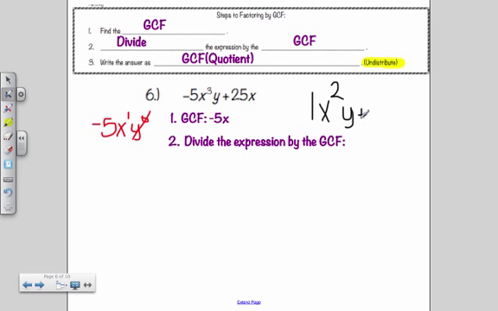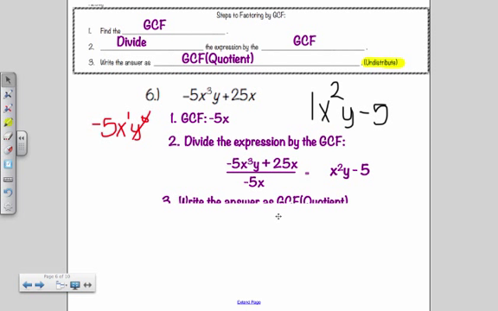Plus 25 divided by -5 is -5, so I really shouldn't put a plus there. I really should put a minus sign there. So minus 5, and then x divided by x is 1, so they cancel each other out. So your expression right here would be x squared y minus 5.